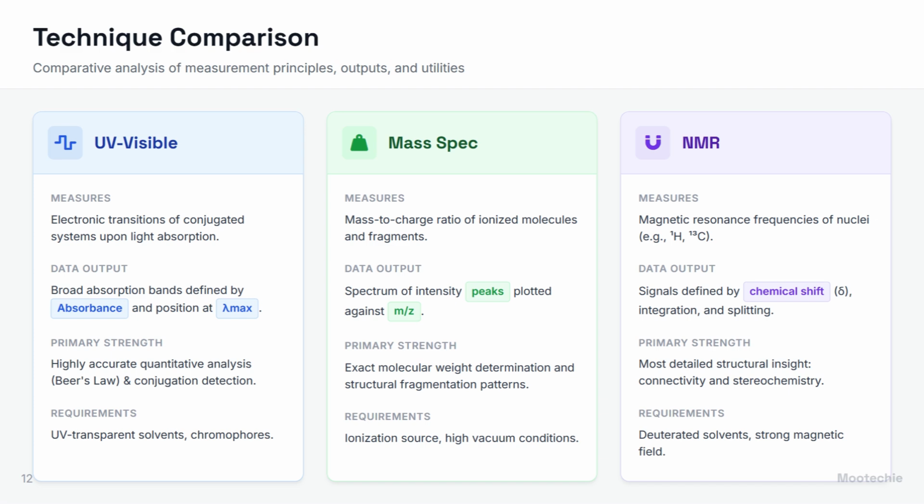And finally, NMR spectroscopy. It measures the magnetic resonance frequencies of nuclei like hydrogen-1 or carbon-13. Its data output consists of signals defined by their chemical shift, delta, their integration, and their splitting. Its primary strength is providing the most detailed structural insight, including connectivity and even stereochemistry. It requires deuterated solvents and a strong and stable magnetic field.